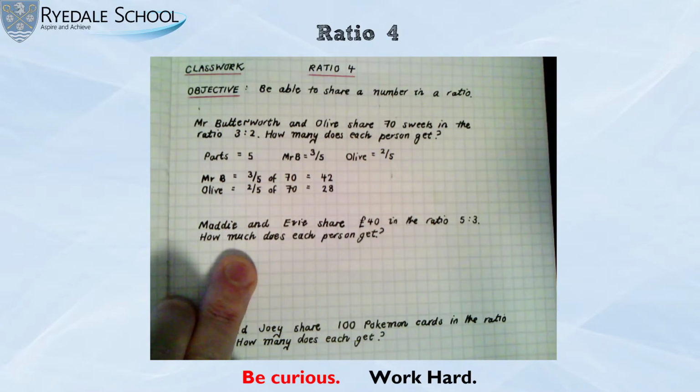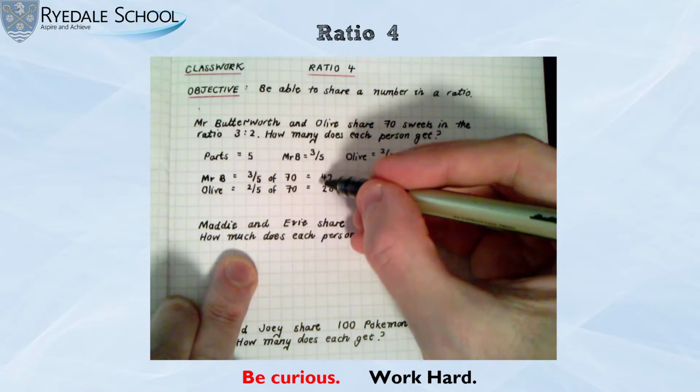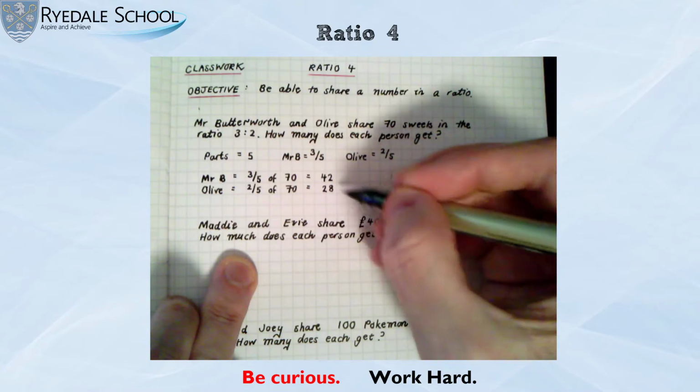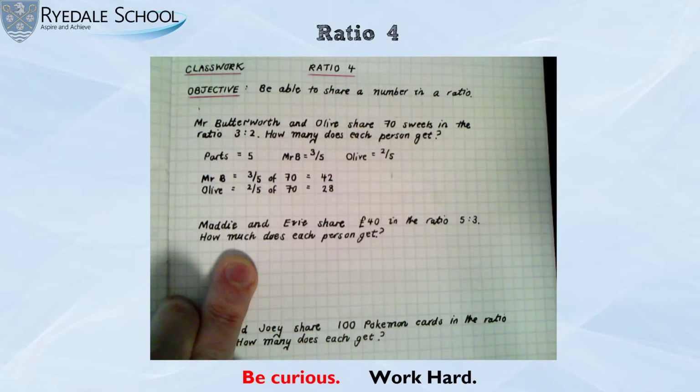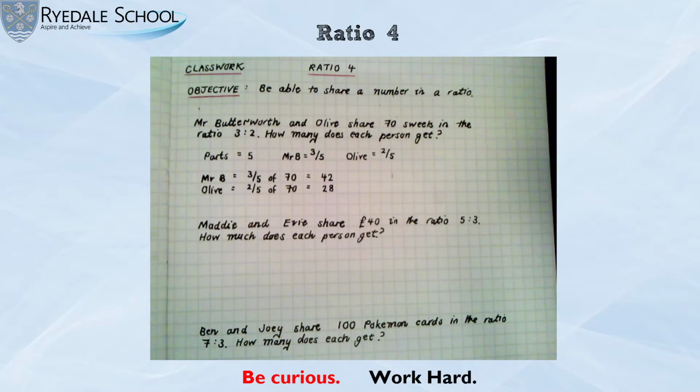Now, there's a nice little thing that you can do at the end, because these two numbers, the number that I get and the number that Olive gets, should add up to the number that we started with. And 42 plus 28 is 70. So, let's move on to this second example.